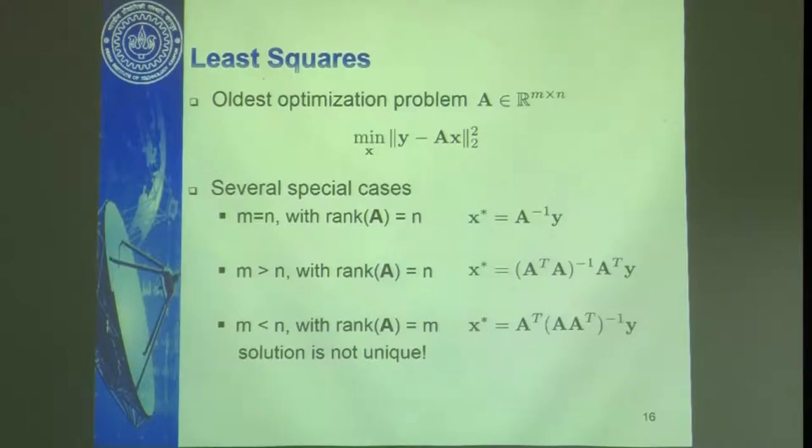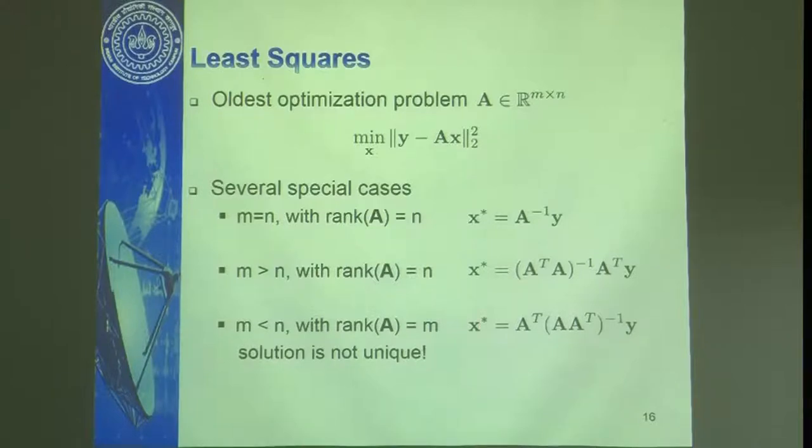You have an objective function that you want to minimize and you have no constraints, and moreover the objective function, norm of y minus Ax squared, is a convex function of x. Whenever you have a norm of a linear term, you have a convex function. So you have a convex function in x, and you know what the solution is. For example, if A is square and full rank, then just invert A and get that solution, and the objective value in that case will be 0.